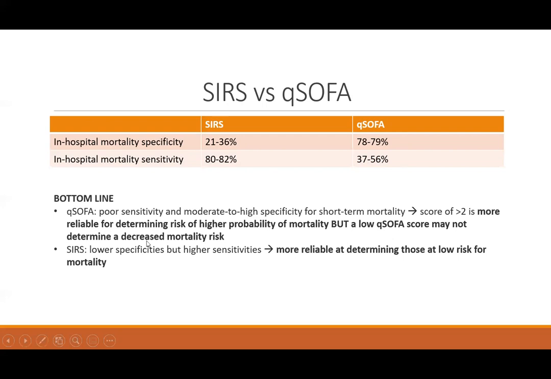SIRS, however, has lower specificity but higher sensitivity. And so SIRS is going to be better at telling you which patients are at low risk for having a high in-hospital mortality. Your attendings may variably use either one of these. I think that I still use SIRS in my notes, but I try to document both, and this is the reason why.